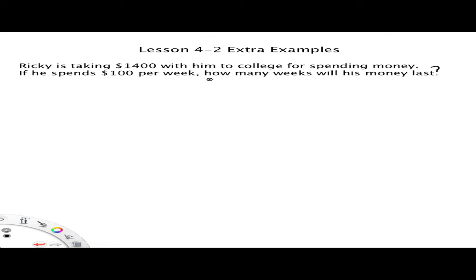Well, we can graph this and find that information by looking for the intersection between the constant line, 1,400, and the linear equation, $100 per week. With that information, we could determine where the intersection is and how many weeks his money will last. Now, some of you might look at this and you already know the answer. You figured that out. That's great, but go through the activity and the exercise to make sure you understand how to do this, so that when you don't know the answer, you know how to proceed in order to get it using a graphical technique.